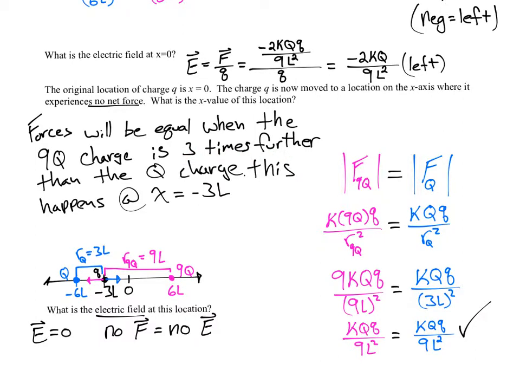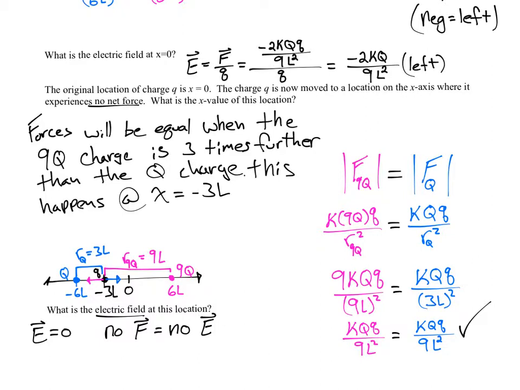Where does that happen? Well, it happens right here at x equals -3. If we put charge little q at x equals -3, we then have a radius of 3 to the single Q charge, and we have a radius of 9 to the 9Q charge. So 9 is 3 times as big as 3. So now the distance to the 9Q charge is 3 times larger than the distance to the single Q charge.